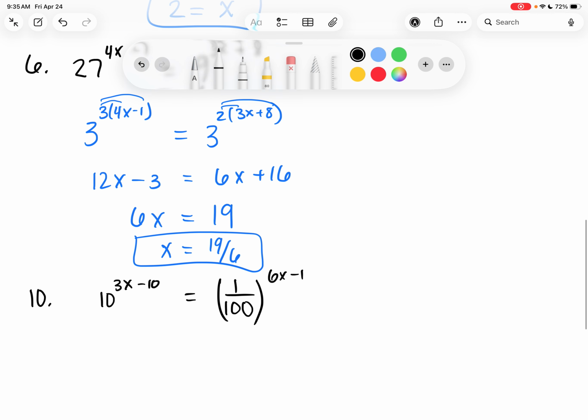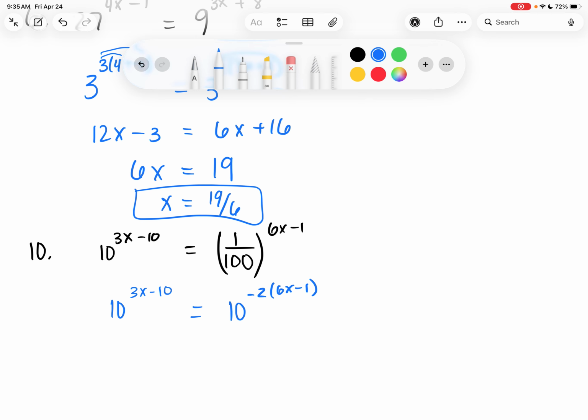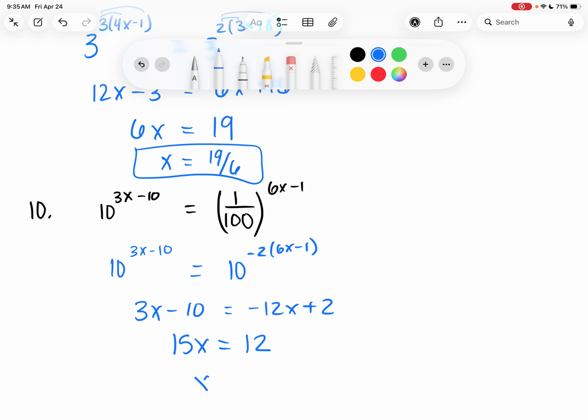So this is going to become 10 to the 3x minus 10 is equal to 10 to the -2 times the 6x minus 1. Set the powers equal to each other. 3x minus 10 is equal to -12x plus 2. Move things around. I'm going to add the 12x and add 10. So I've got 15x is equal to 12. Divide by 15. When I reduce, that's going to be equal to 4/5.